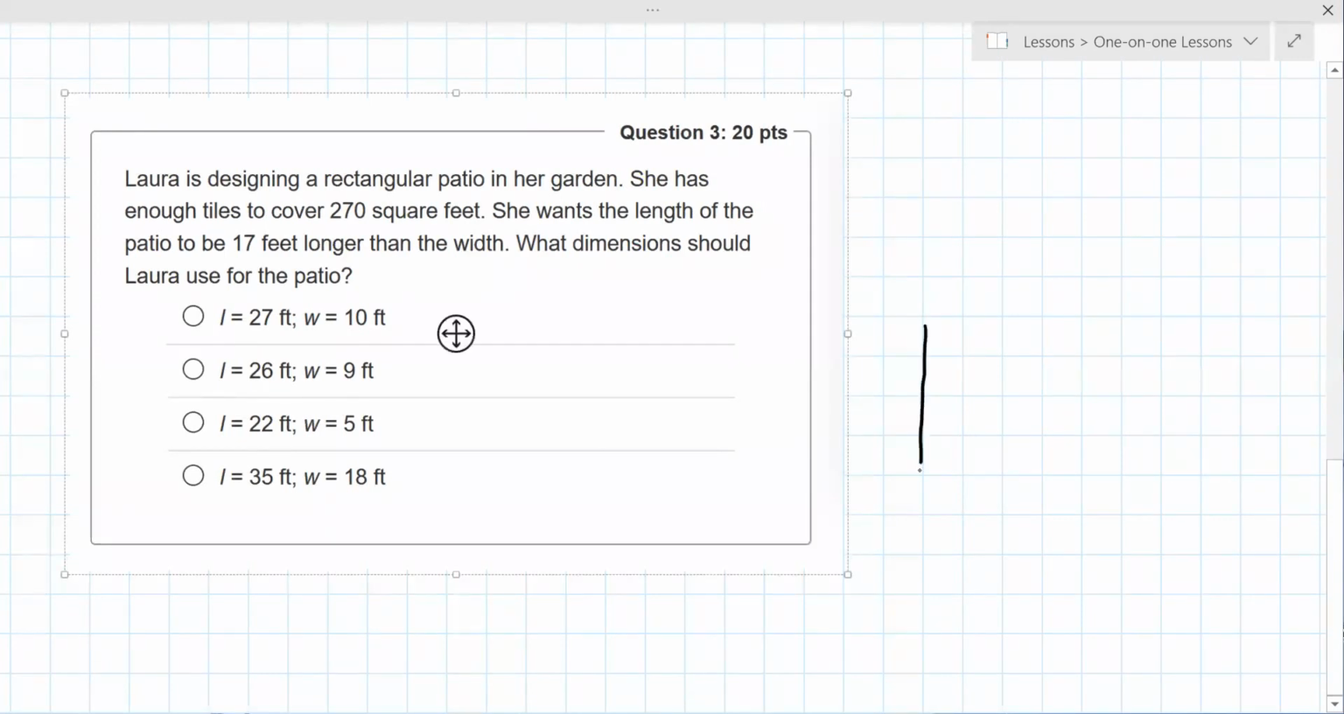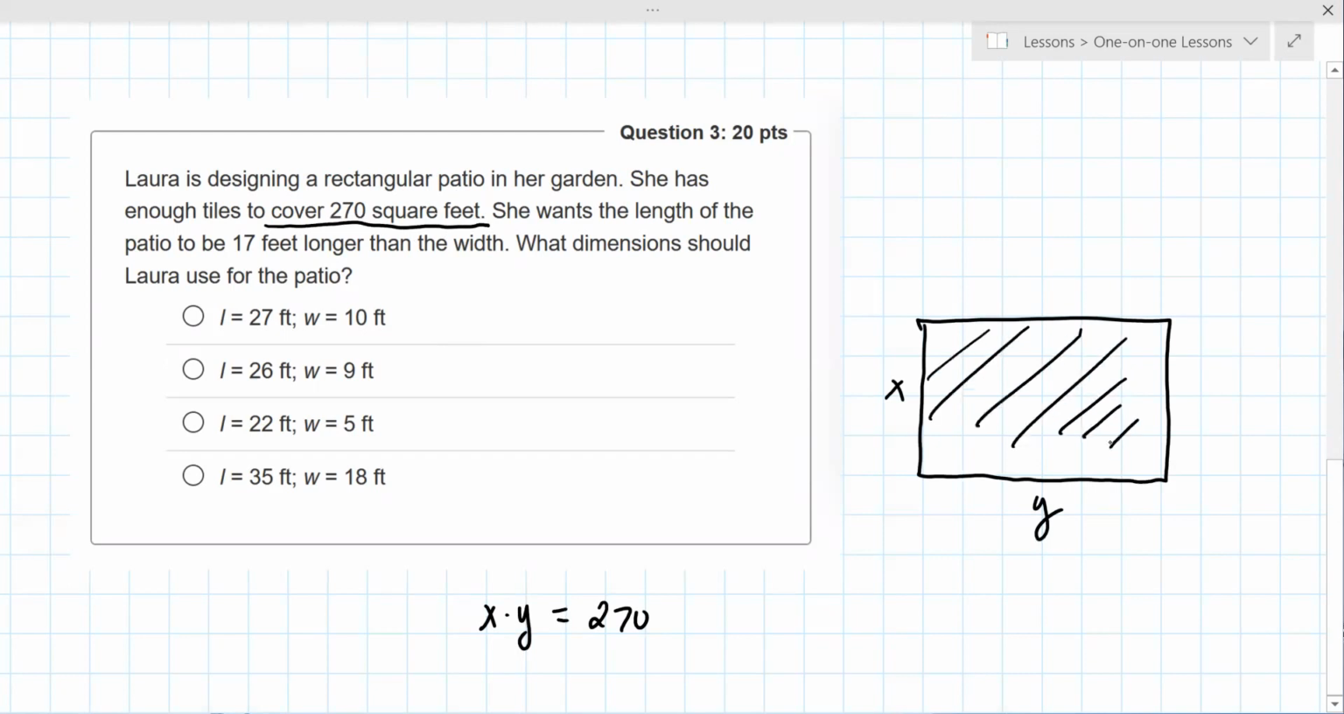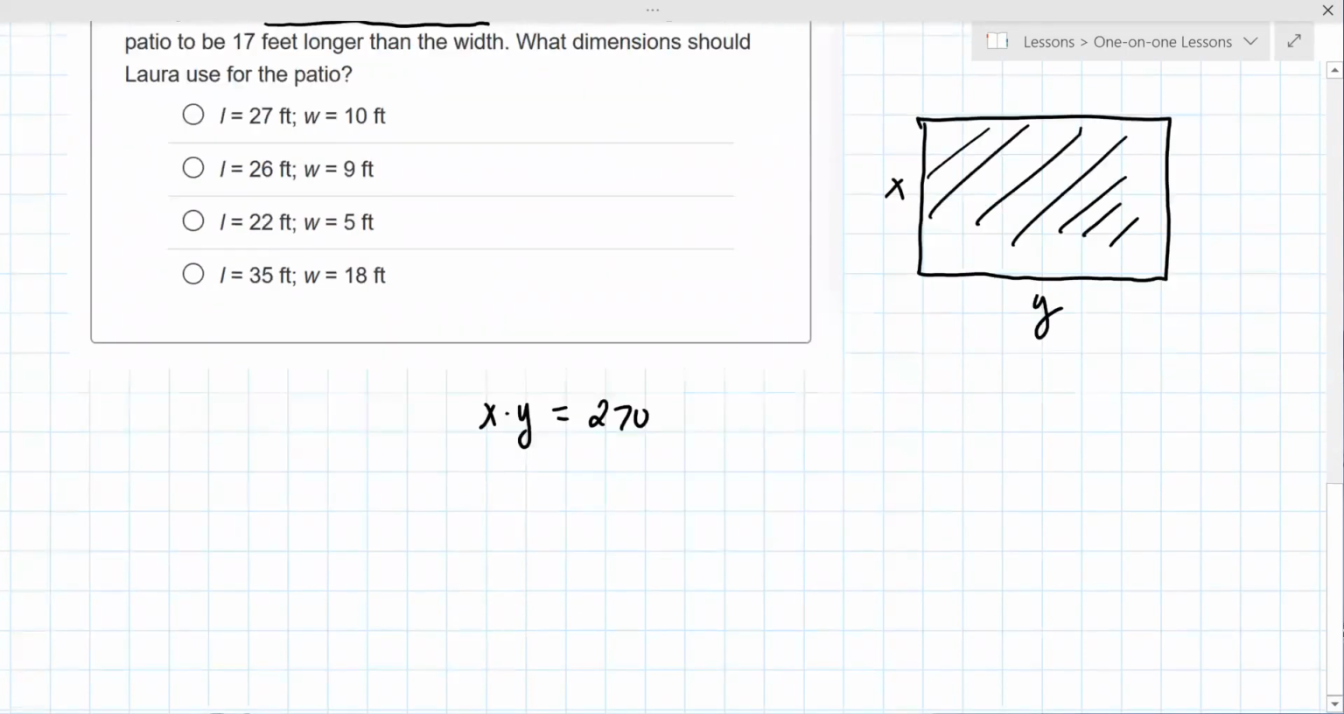All right, Laura is designing a rectangular patio in her garden. So we're going to draw a rectangular patio like this. She has enough tiles to cover 270 square feet. So that's x times y equals 270. That's what that means. 270 square feet. Square feet is an area. This is an area here.